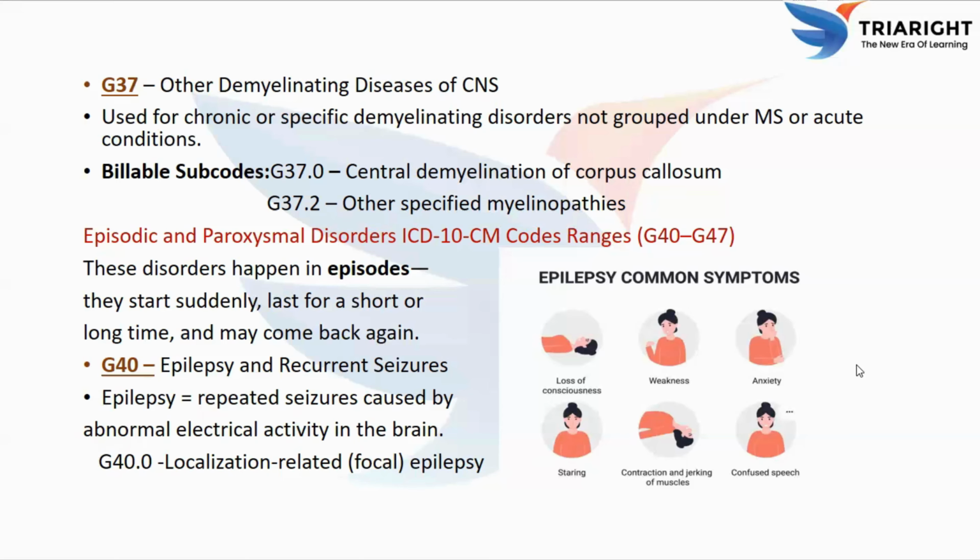On the right side, you can see the common symptoms of epilepsy. So what are the common symptoms? The loss of consciousness, weakness, anxiety, staring, contraction and jerking of muscles, and also confused speech. So G37 should be assigned for other types of long-term or specific myelin damage, and G40 for epilepsy and recurrent seizures or repeated seizures due to the abnormal electrical activity in the brain.